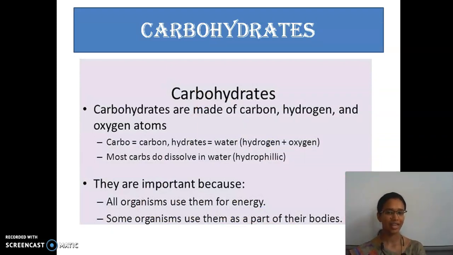Carbohydrates. In the name itself we can see that carbohydrates consist of carbon, hydrogen, and oxygen. So from where do we get these carbohydrates? We get carbohydrates from the plants.